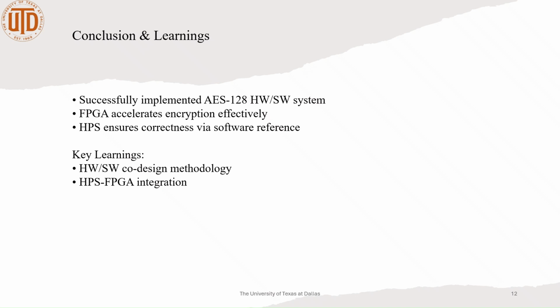So in conclusion, we successfully implemented an AES 128 hardware software co-design system on Cyclone 5 SoC. The FPGA accelerates encryption while the HPS manages control and verifies correctness. This project provided valuable experience in hardware software co-design and FPGA based acceleration.